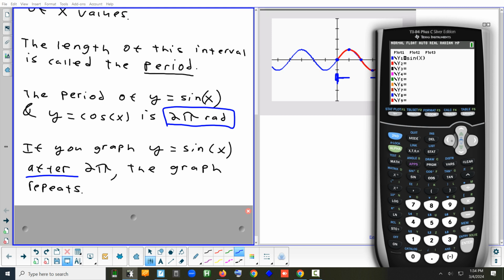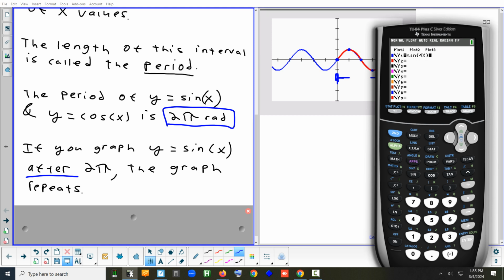Now, let's say you did something like this. Put a 4 in front. Does anyone remember from when we talked about transformations? If you put a number in front of the x on the inside, does anyone remember what kind of transformation that is? Yeah? Vertical stretch. Vertical stretch is when it's on the outside. Horizontal. Yeah, horizontal stretch or shrink. And you remember if you make the number big, what happens to your graph? It shrinks it. So this is really going to shrink the graph or squish the graph 4 times as much.